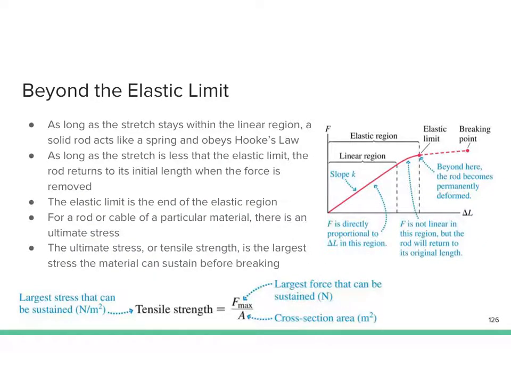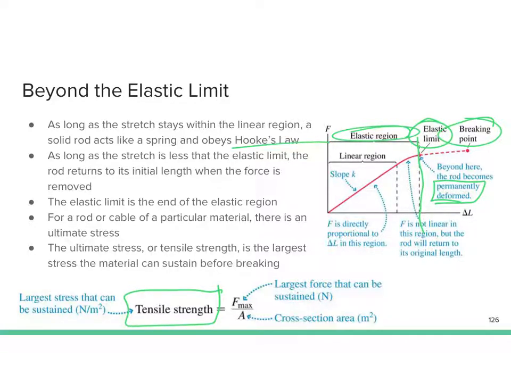So here's that little graph again, a little bit different than the one I had for Hooke's law. As we stretch something, it tends to obey Hooke's law. But as long as it's less than the elastic limit, the object will go back to its original condition. Once we hit the elastic limit, if we go beyond it, it will permanently deform, and then there's some point at which the object breaks. And this is all based on the concept of tensile strength. Tensile strength is how much force can be applied over a cross-sectional area before something breaks.